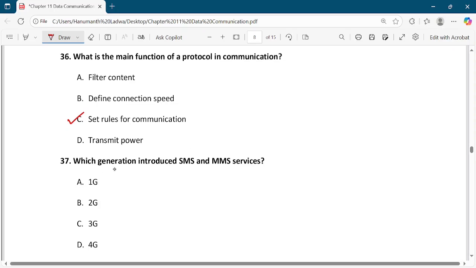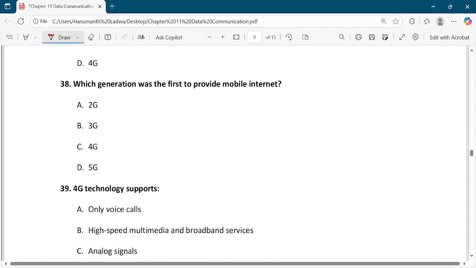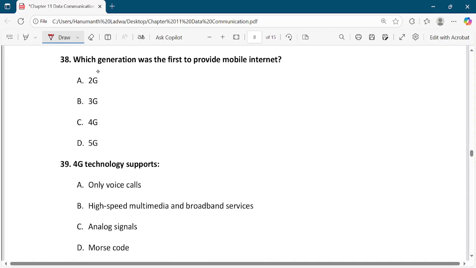Question number 37. Which generation introduced SMS and MMS service? Option A 1G, B 2G, C 3G, D 4G. So here option B 2G is the right answer. Question number 38. Which generation was the first to provide mobile internet? Option A 2G, B 3G, C 4G, D 5G. So here option B 3G is the right answer.